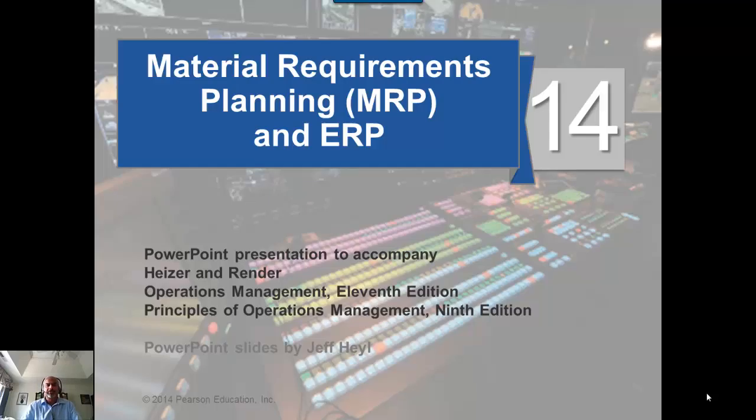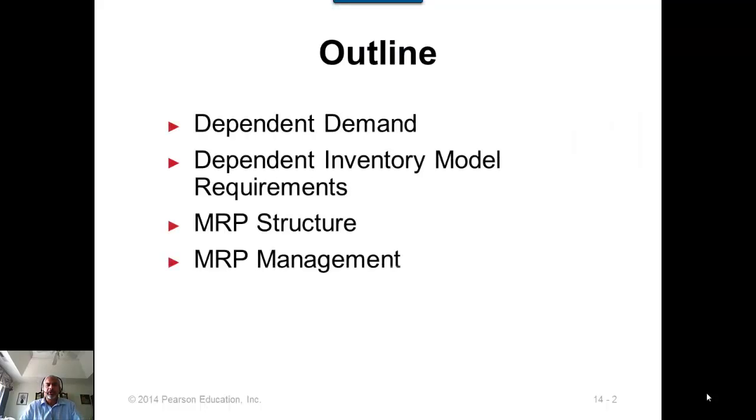The next chapter is Material Requirements Planning, also known as MRP. And ERP is Enterprise Resource Planning, which is an extension of MRP. Now we're going to talk about dependent demand items and dependent demand inventory model requirements. What are the requirements for the modeling? And the MRP, Material Requirements Planning structure, how it is done, and how it is managed, MRP management.